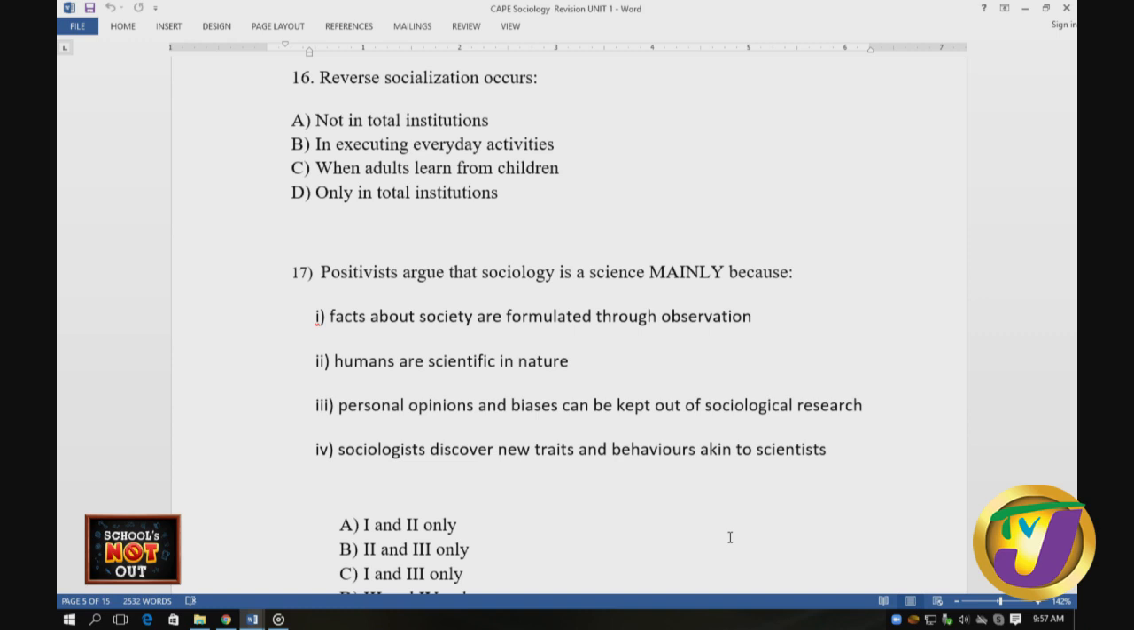B, in executing everyday activities, could be. C, when adults learn from children, this is the one that we say is part of the definition, and so that's the correct one. And we said only in total institution, so no. So the answer is C, when adults learn from children. So we move on to number 17.